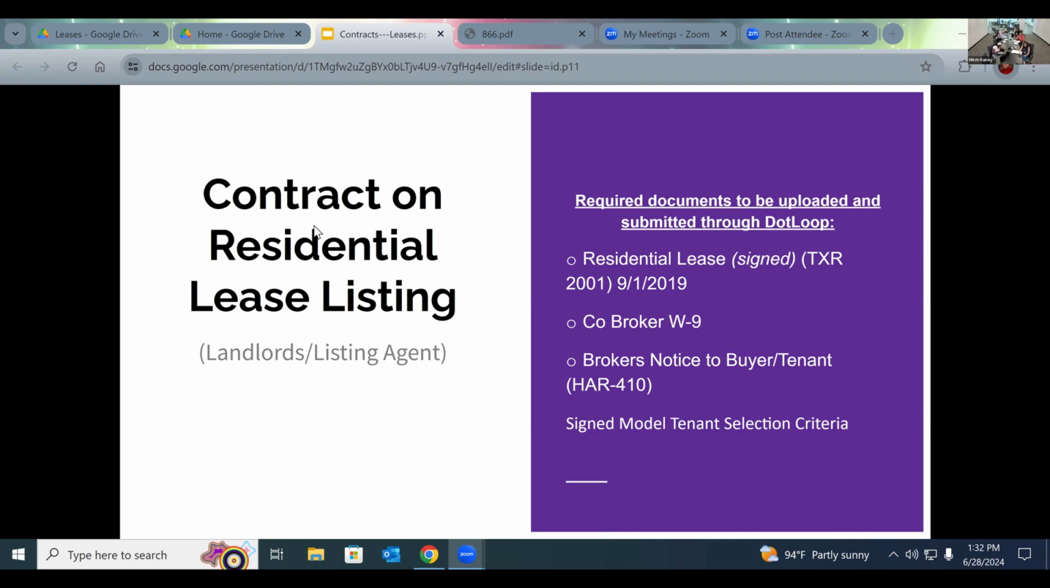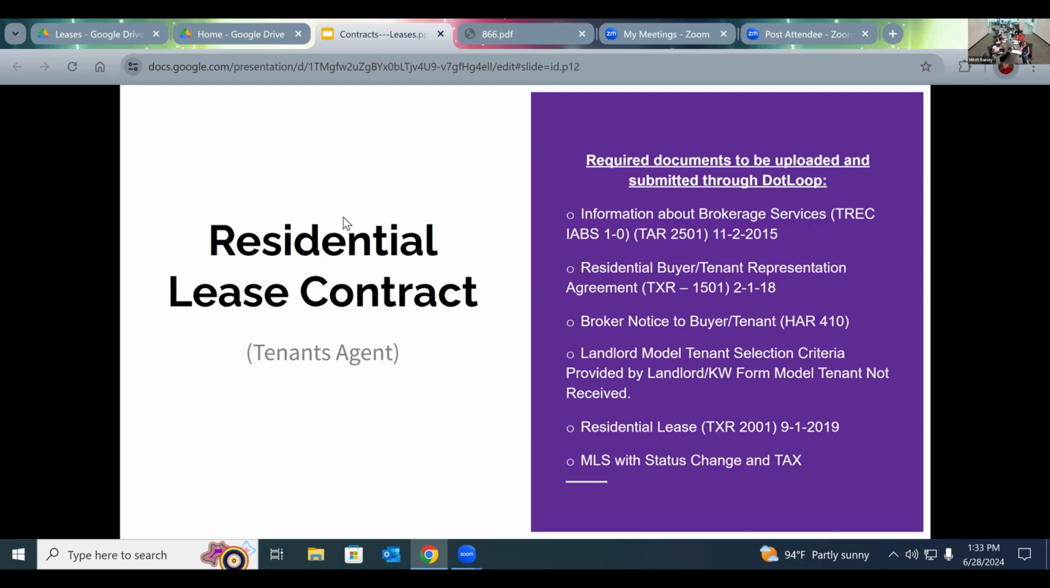Broker notice to buyer tenant, the 410. And the signed model tenant selection criteria. This is a really good form to use. Information to broker, to buyer or tenant on all your transactions. It's just a little bit extra information. Tenant's agent, we want the ABS, buyer tenant representation agreement, broker notice to buyer or tenant, that's 1410, and the landlord model tenant selection criteria provided by the landlord.